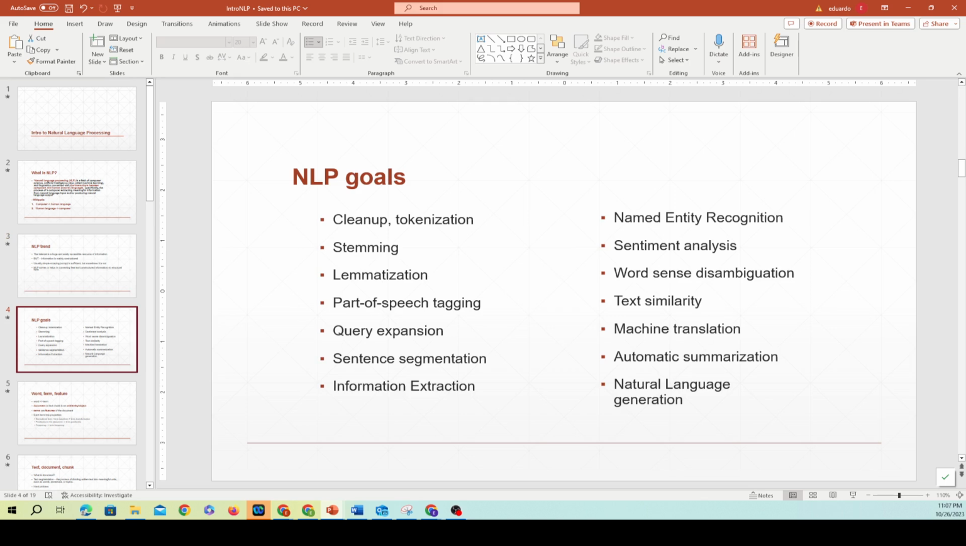Some of these tools are called cleanup, tokenization, stemming, lemmatization, part of speech tagging, query expansion, sentence segmentation, information extraction, named entity recognition, sentiment analysis, word sense disambiguation, text similarity, machine translation, automatic summarization, natural language generation, and there's even more. That evolves from linguistics, writing, reading, hearing, everything displaying. So there are a lot more options, a lot more goals where we can improve this and help us improve natural language processing.